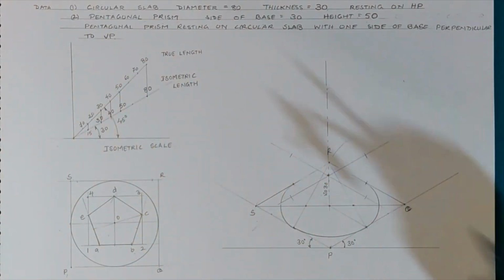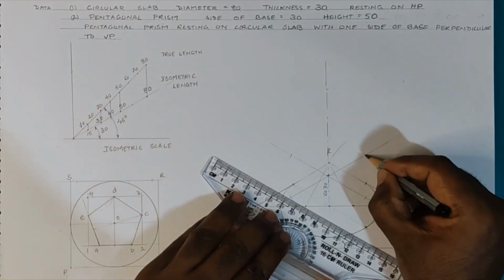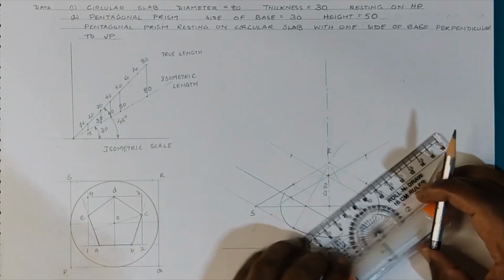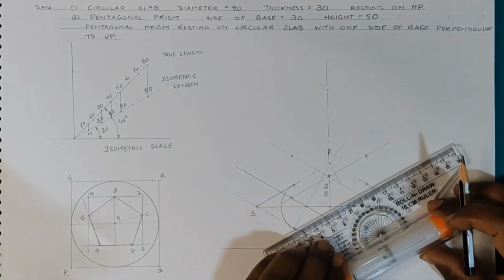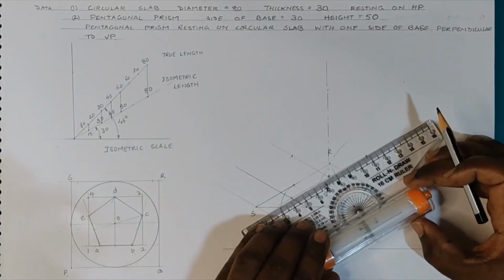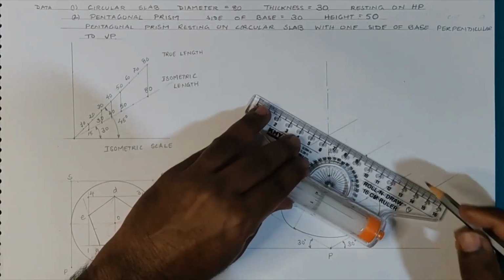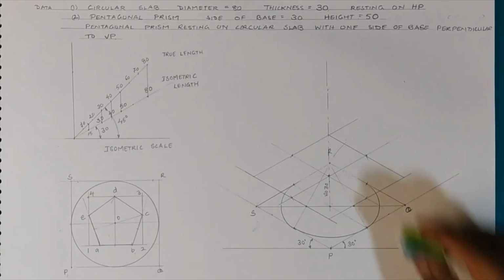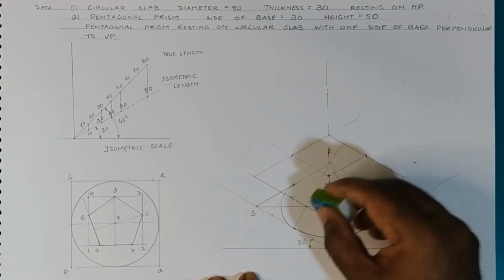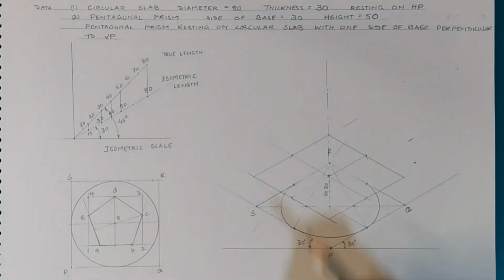So I have marked 4 arcs from the center, and through these markings I will draw lines parallel to the isometric axis. So I will be getting the top rhombus construction in which I will be drawing the isometric circle which represents the top face of the cylindrical slab. So this rhombus is the square which would enclose the top circle face.